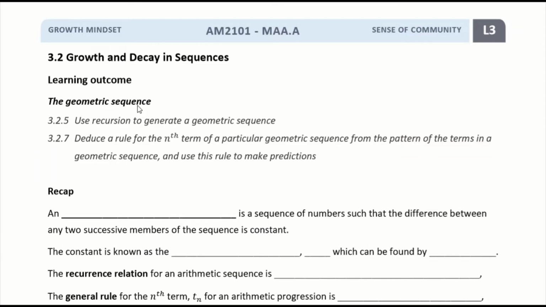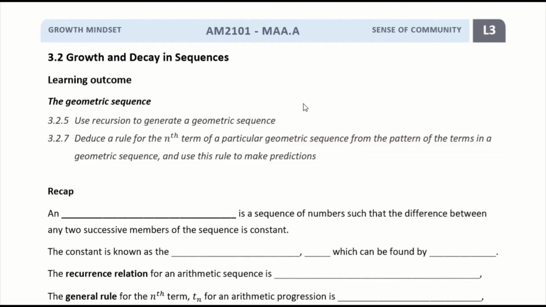In the previous lesson, we discussed what is meant by a sequence, then what a recursive rule is. After that, we talked about one type of special sequence, which is the arithmetic sequence. So I'm going to finish off the theoretical part, which is more on the calculation part. Then after that, we only move into the application part.